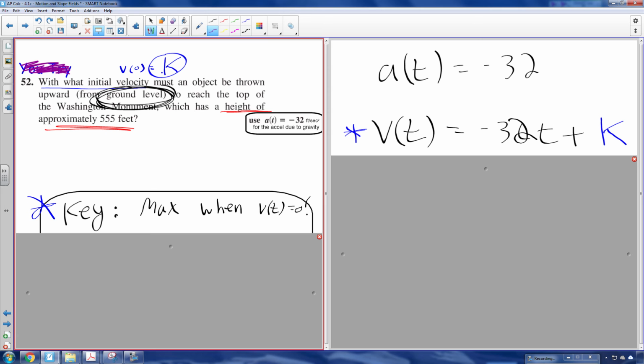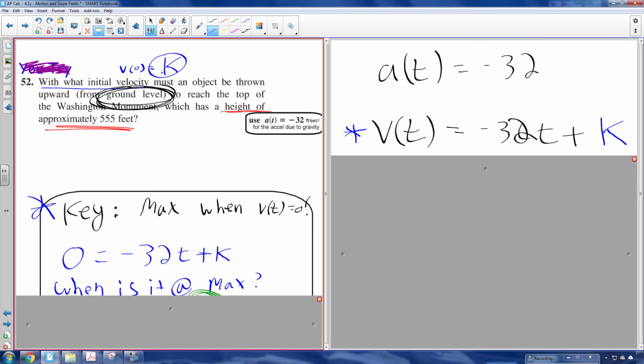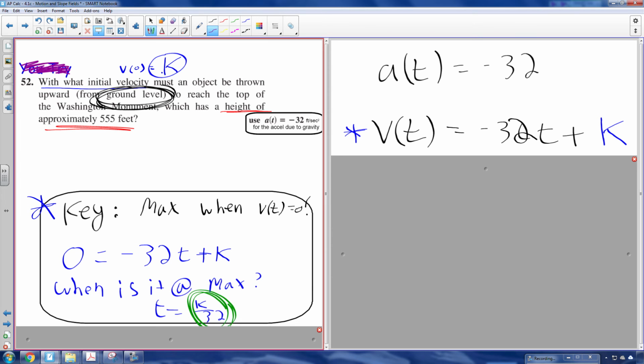So when is this thing at a max? When time is k over 32. No, that's not a number, but that is when the object's at a max. Once we find our k, we'll know when that object's at a max. So I just set the velocity to 0 and solve for t, because otherwise we're going to have too many variables going on here. And when we have a lot of equations, we can use those equations against each other. It's kind of like a systems of equations in a way.